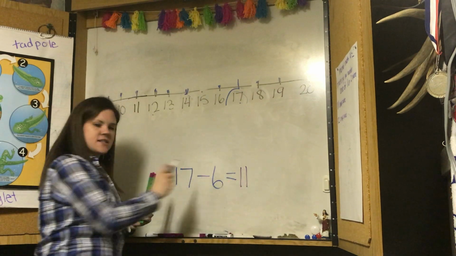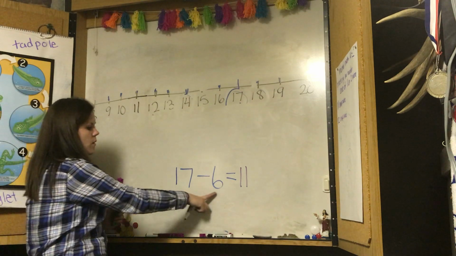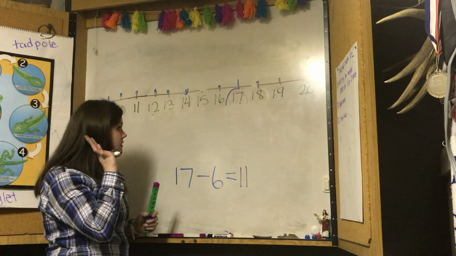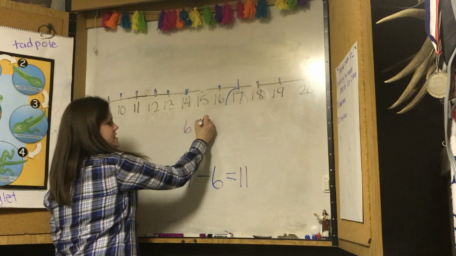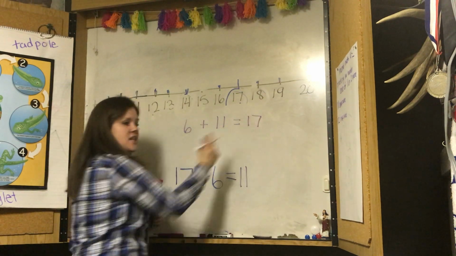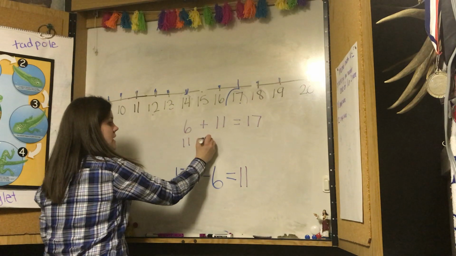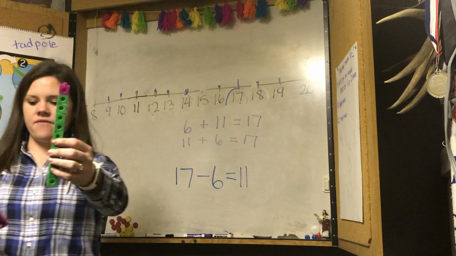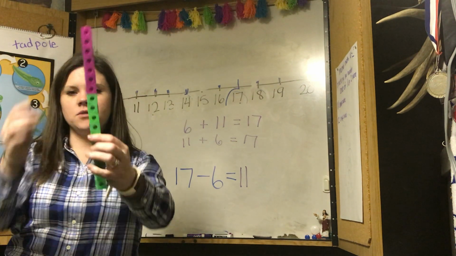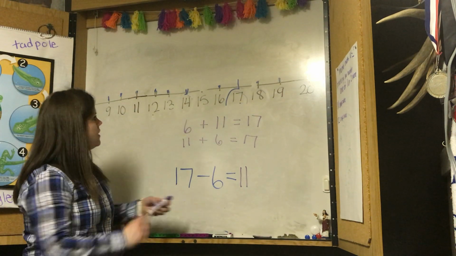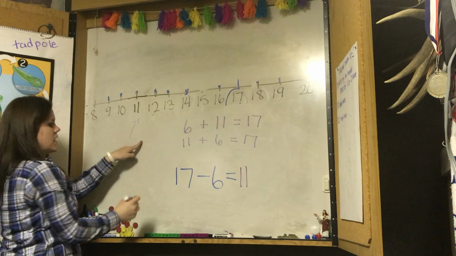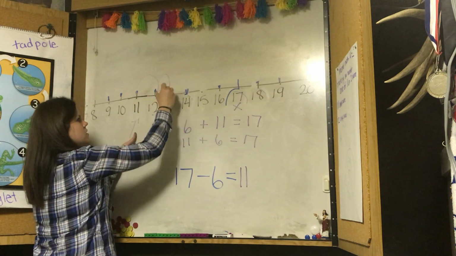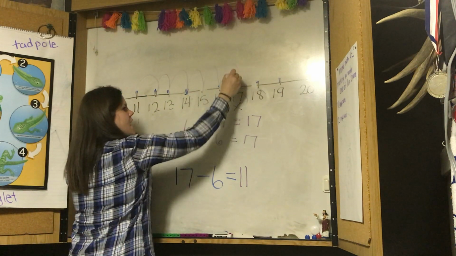Let's write this as a related addition sentence. If this is whole minus part equals other part, what would my related addition sentence be? Yeah, I heard some of you saying 6 plus 11 equals 17, or 11 plus 6 equals 17. And to solve that, right, I'm going to go back and do 11 plus 6 equals 17. Or I can use my number line. I'm going to start at 11. Start at the bigger part that you know. I'm going to stop at 17, and I'm going to hop 6 times. Ready? 1, 2, 3, 4, 5, 6.